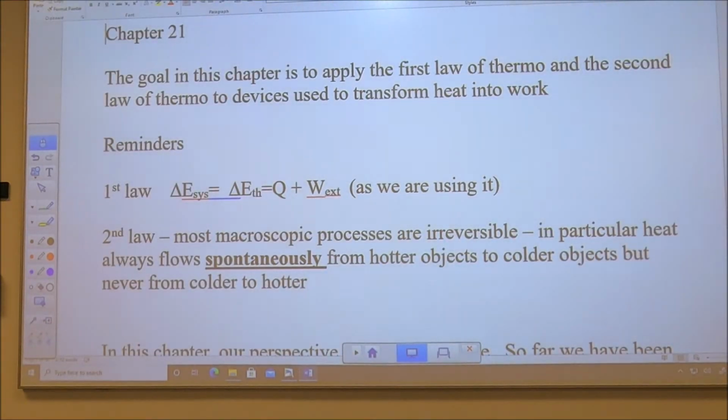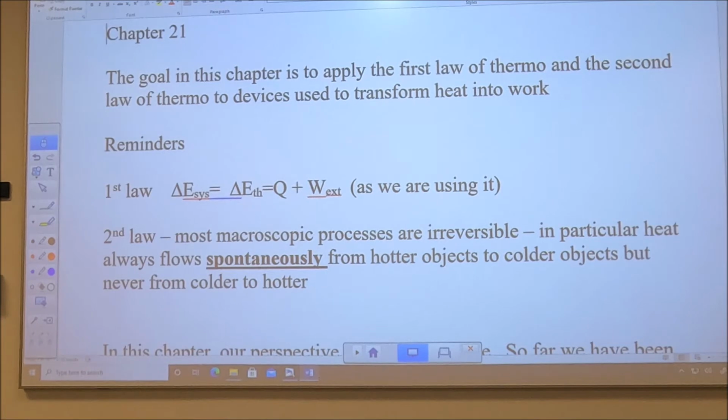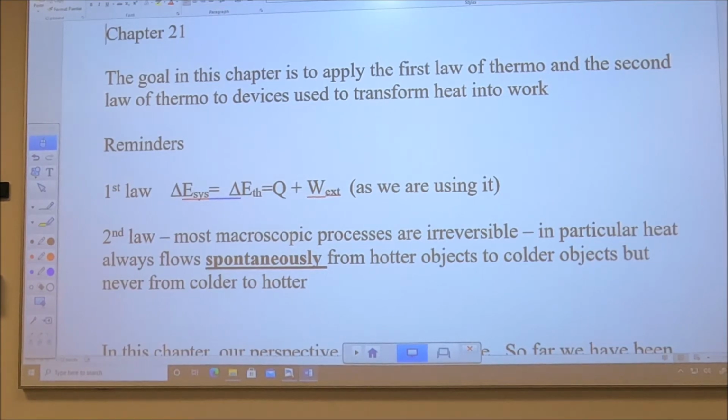Chapter 21. The goal in this chapter is to apply the first law of thermo and the second law of thermo to devices used to transform heat into work. So let's remind ourselves, first law, second law.